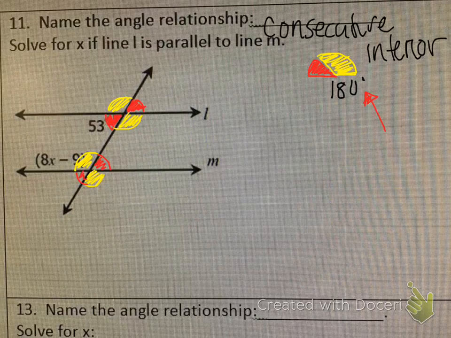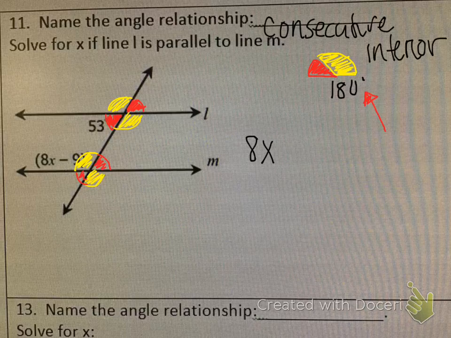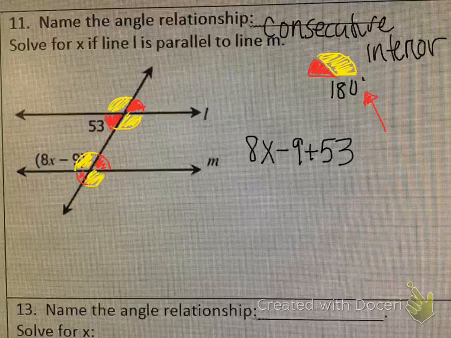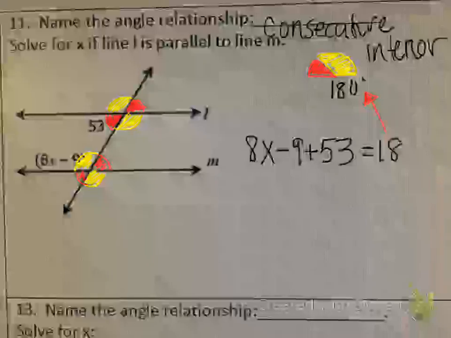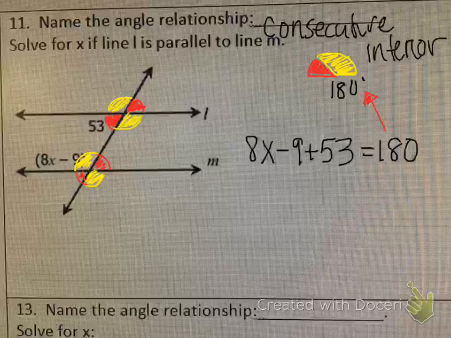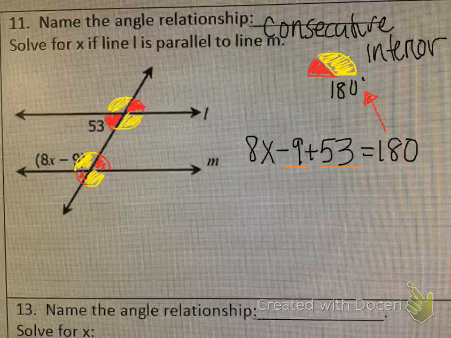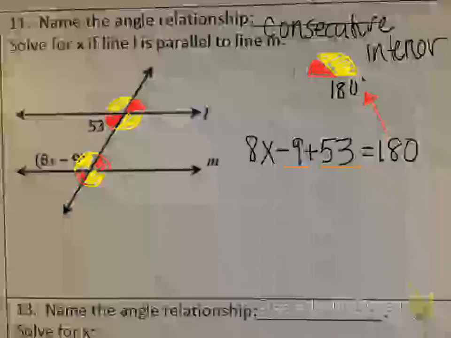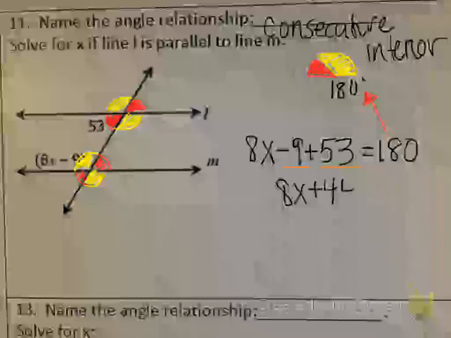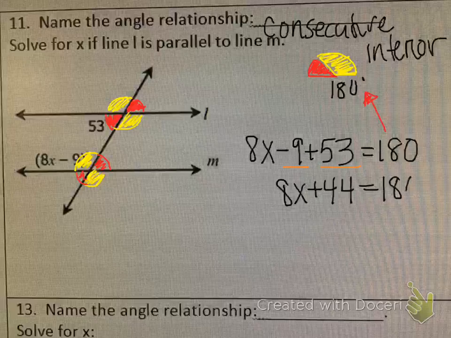So my equation would be 8x minus 9 plus 53. In other words, the yellow plus the red equals 180. So in order to solve this, I need to combine like terms. Negative 9 plus 53 would be 44. So I would have 8x plus 44 is equal to 180.